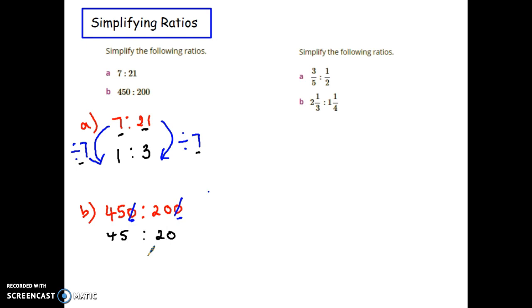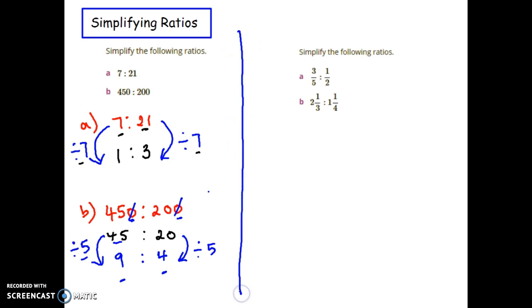The trick with this one is as soon as you see a number that ends with a 0 or ends with a 5, you know that 5 goes into it. So let's start by dividing both sides by 5, and that might be all we need to do. Once we have a look at what numbers we're left with, 45 divided by 5 is 9. 20 divided by 5 is 4. 9 to 4. There's no number that goes into 4 that also goes into 9, so we can't cancel that any further.